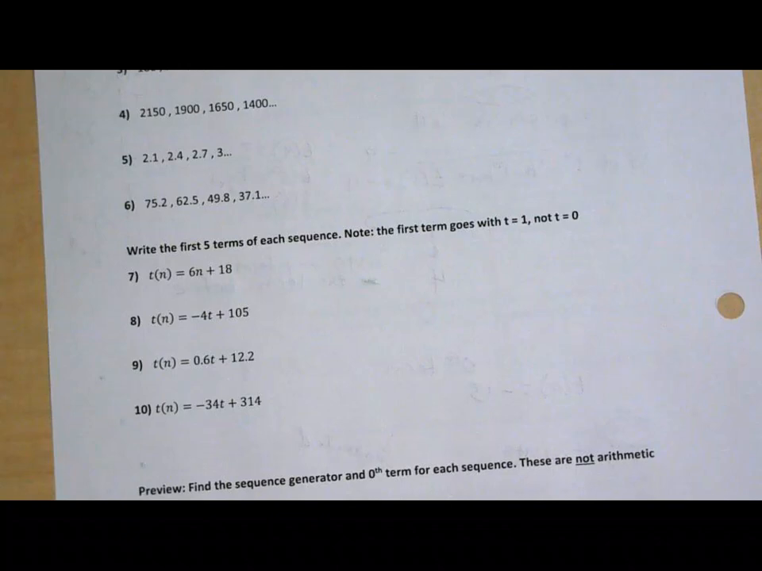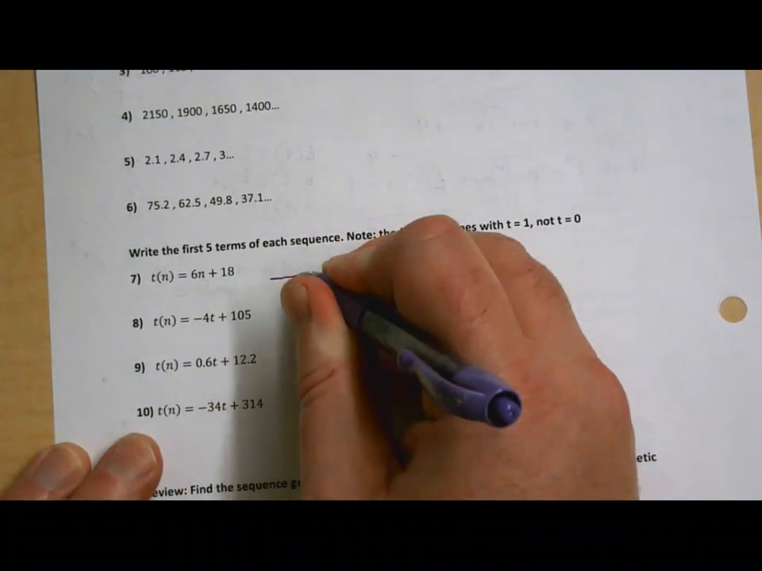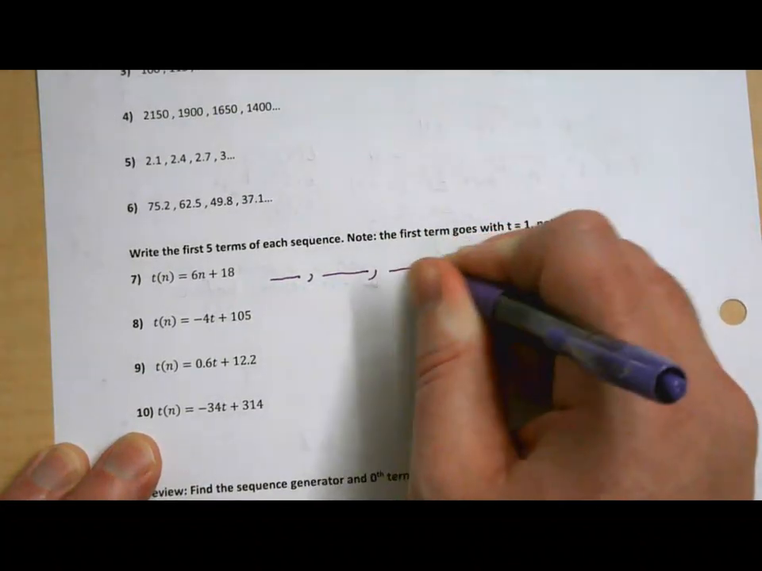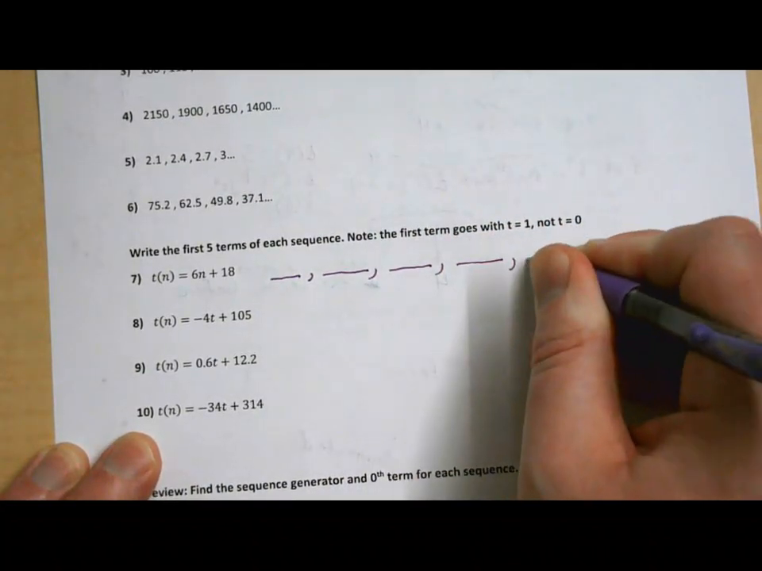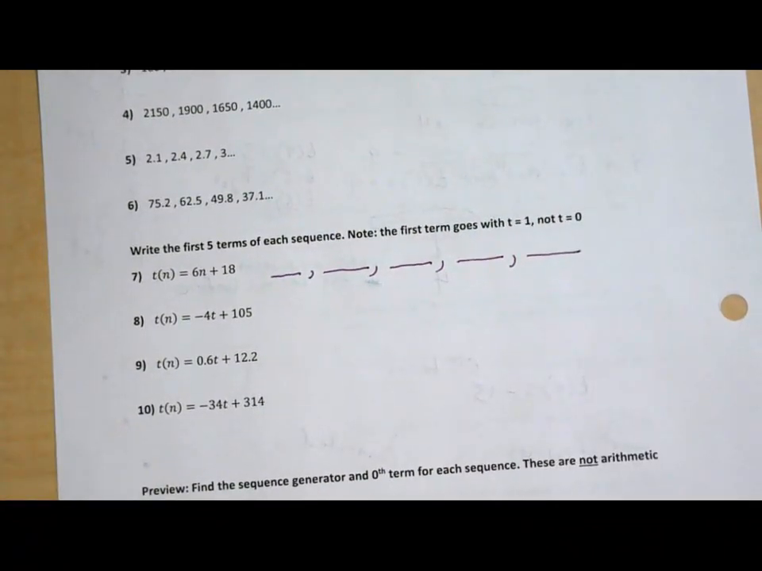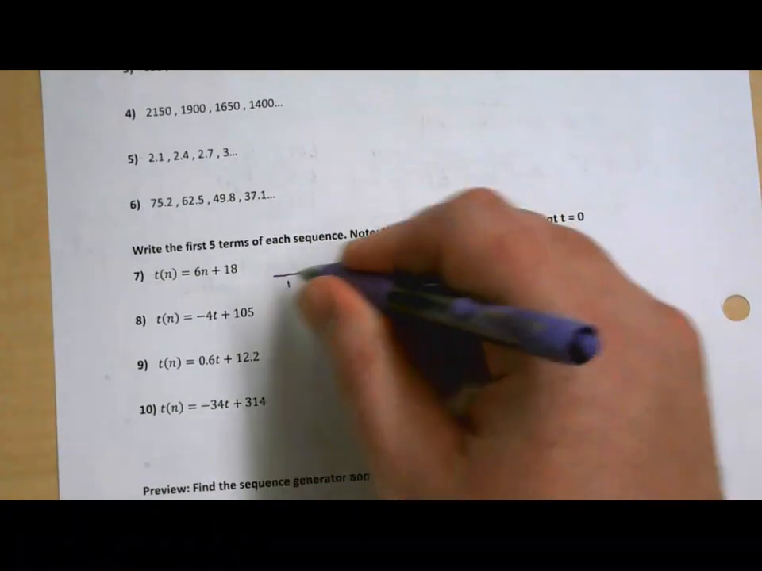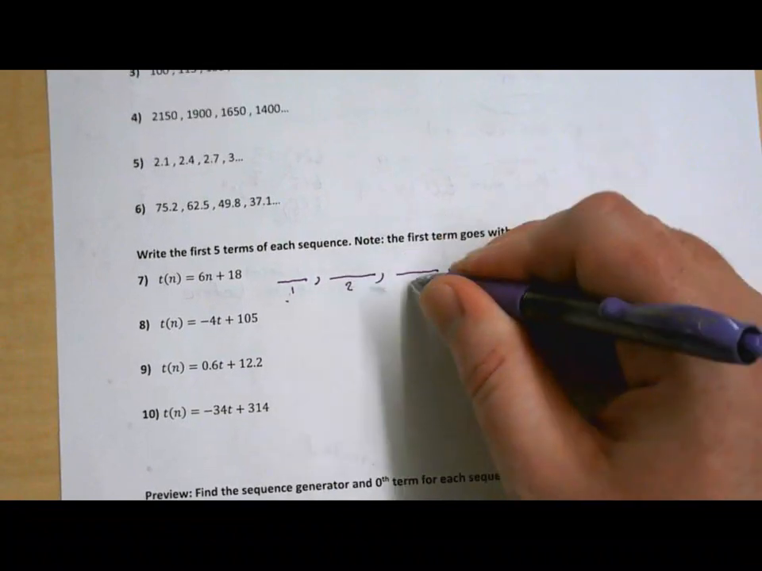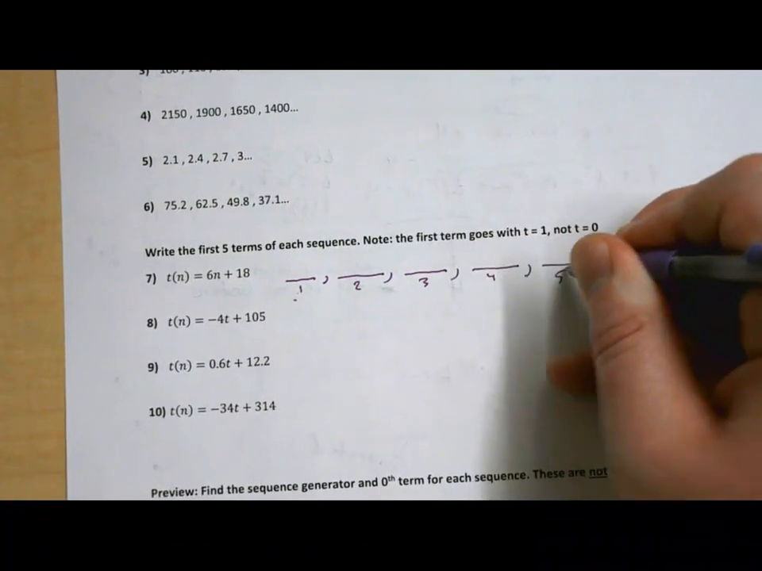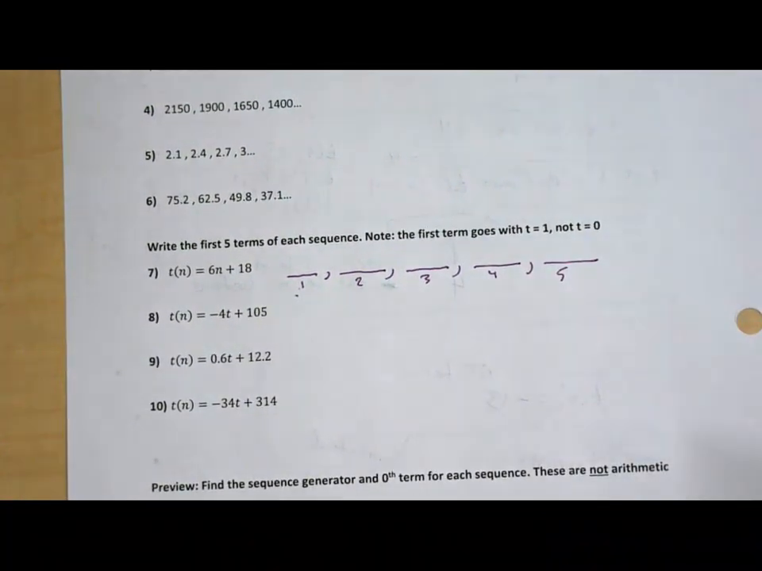Don't worry about it. We're going to find the first 5 terms. 1, 2, 3, 4, 5. And keep in mind that our first term has n equal to 1. N is equal to 2, 3, 4, and 5. There's a couple ways that we can find this. Anybody want to guess what the first term is?